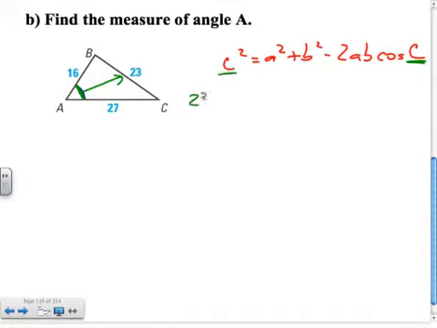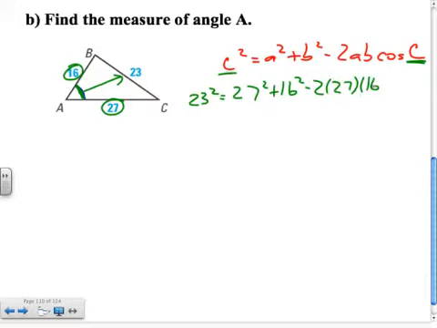So I have 23 squared equals, and again, 27 and 16 are interchangeable, 27 squared plus 16 squared minus 2 times 27 times 16 cosine of angle A. That's what we're trying to find. And so now you'll notice we're going to have to do a little bit of algebra here.